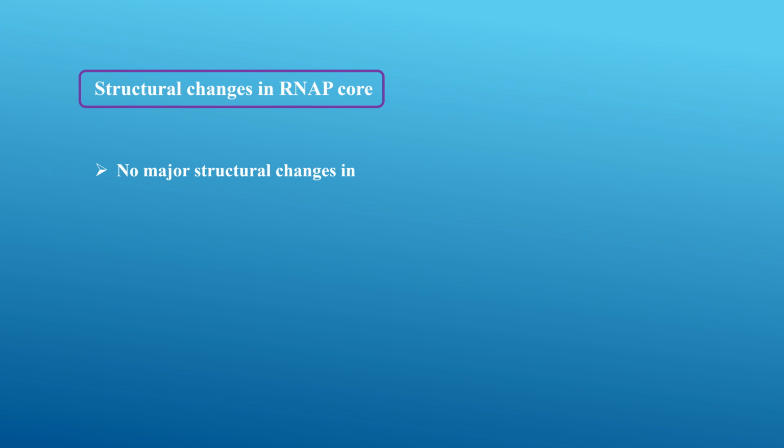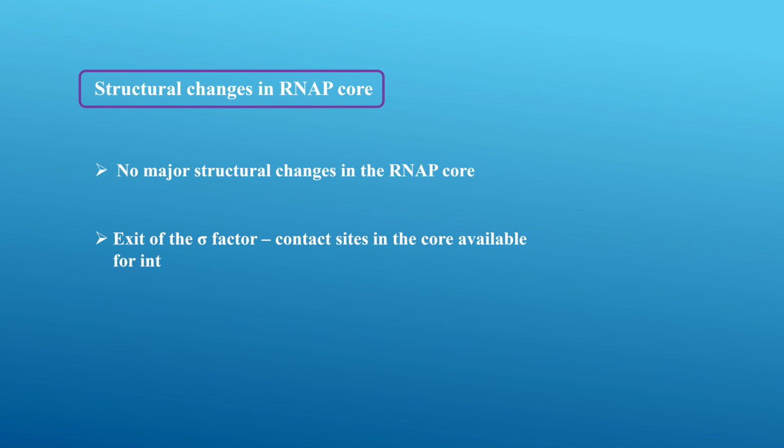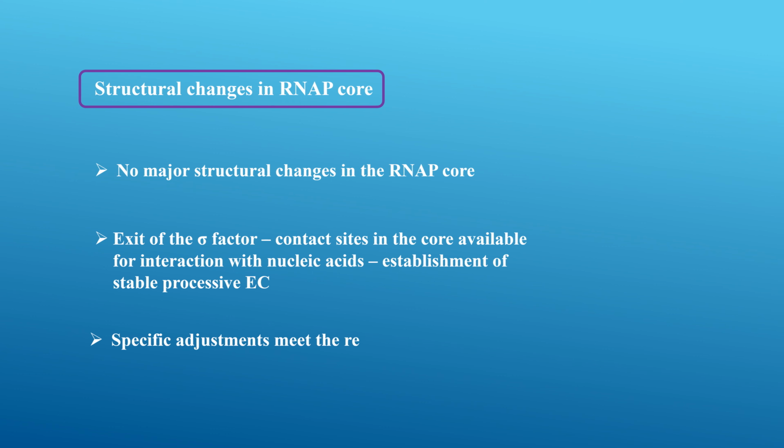Formation of the elongation complex does not involve major structural changes in the polymerase core. However, with the exit of the sigma factor, its contact sites, as has been already described in the previous video, now become available for interaction with the nucleic acids and establishment of a stable processive elongation complex. So, there are specific adjustments in the core enzyme conformation that meet requirements of stability and processivity.